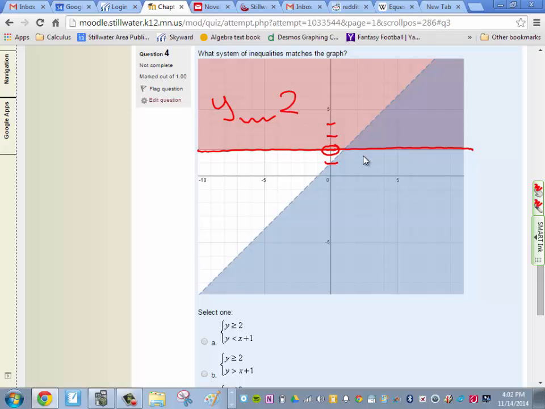Okay, so now what we're going to do is pick a point in the shaded region for this line, this red region. It does not have to be in this purple region right here. Any point in the shaded region, and we're going to take that point and plug it into this right here. So the point right here is 0, 5.